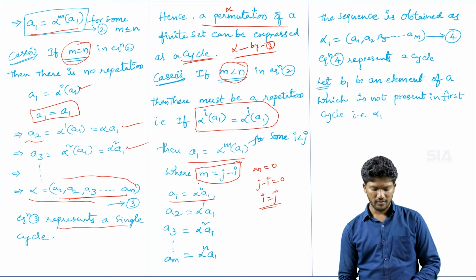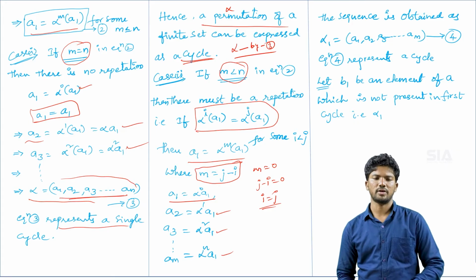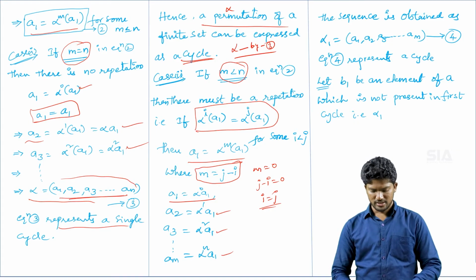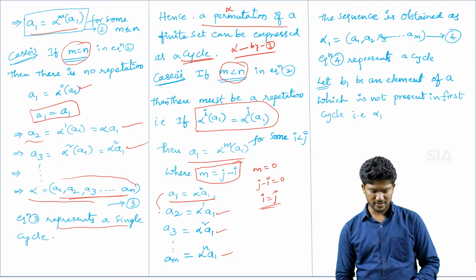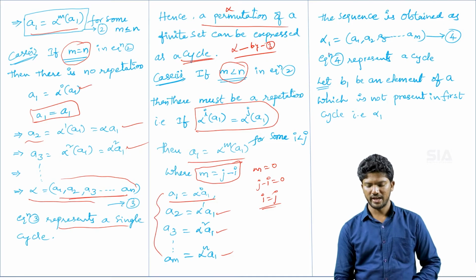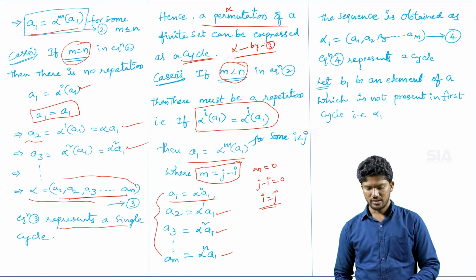So A1 is alpha power 0 A1, A2 is alpha power 1 A1, A3 is alpha square A1, and so on up to A suffix m, alpha power m A1. So this is the finite sequence. The sequence is obtained as, here you can write this total sequence.